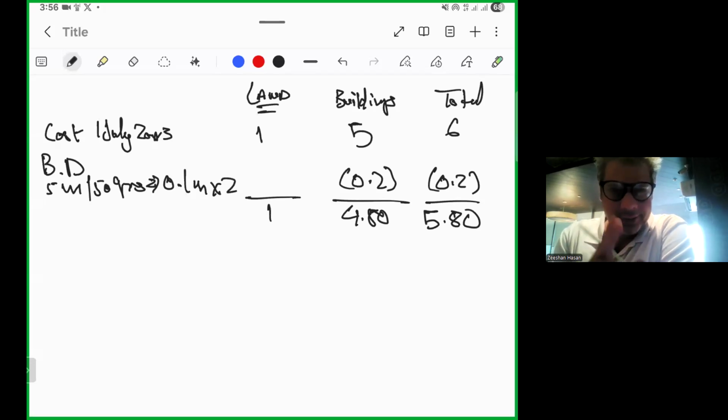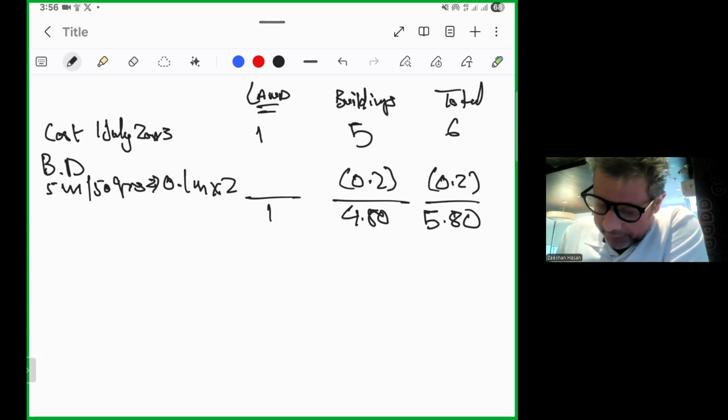Cost on 1st July is 1 million. Building cost is 5 million. Total is 6 million. Building depreciation is 5 million over 50 years, which is 0.1 million a year, so 0.2 million for 2 years for the building. So the carrying value is 1.4 and the total is 5.8.